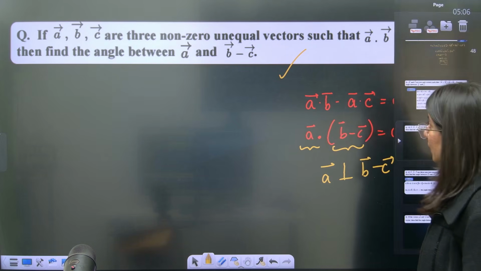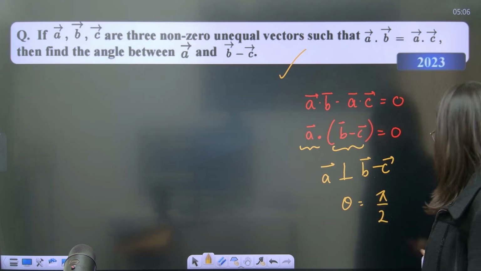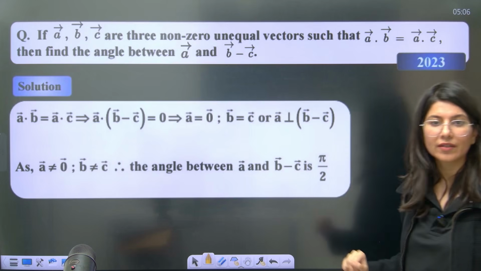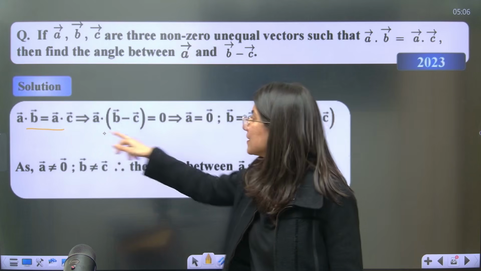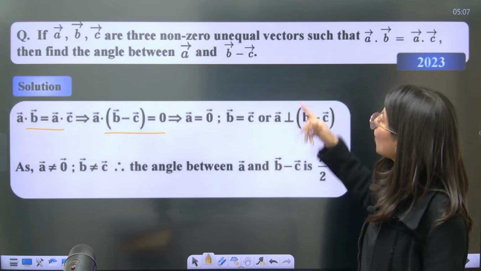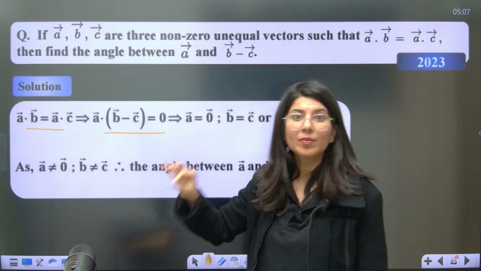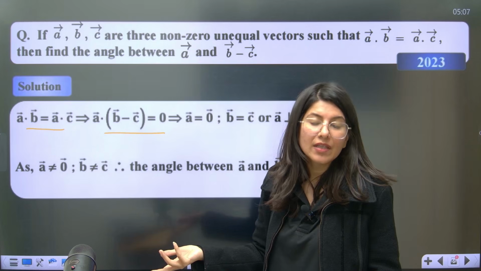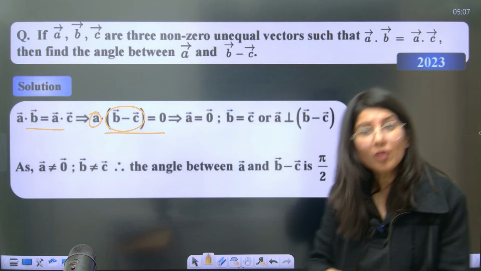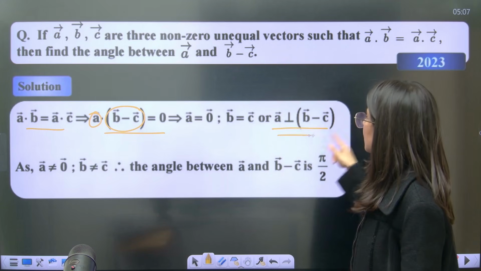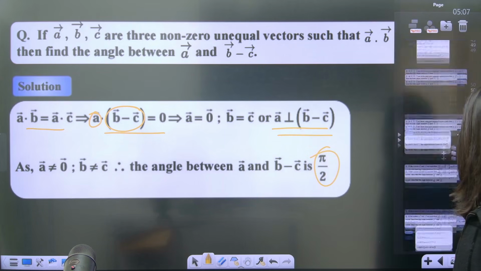So angle between, they are saying, na? So angle between A and B minus C is what? Pi by 2. How do you write it? This is how you write it. A dot B is equals to A dot C. Shift on the left hand side. So A dot B minus C is 0. So now non-zero vectors they are saying, right? Unequal vectors are also saying. So that means B and C cannot be equal. If B and C are equal, then also it can be basically 0. So B and C are not equal. That means dot product definitely is 0. So A is perpendicular to B minus C. Angle between A and B minus C is pi by 2. That is how you have to write it.